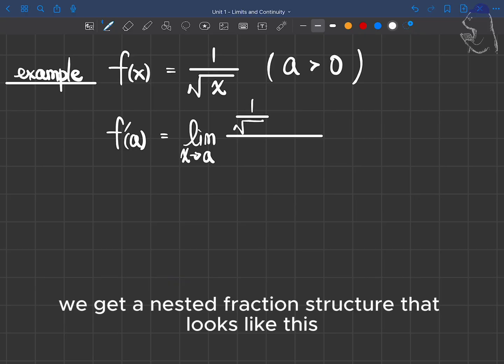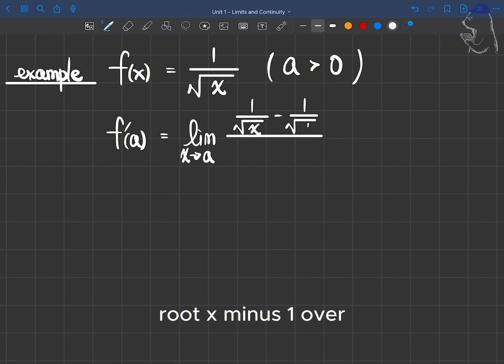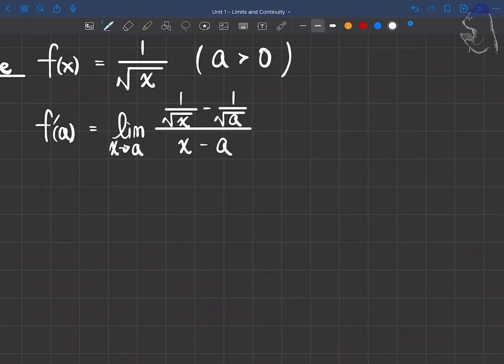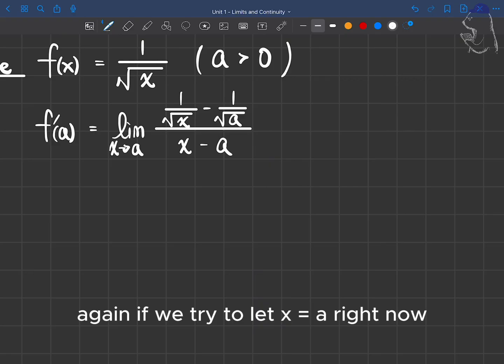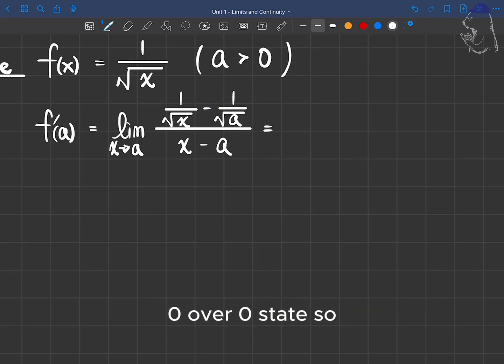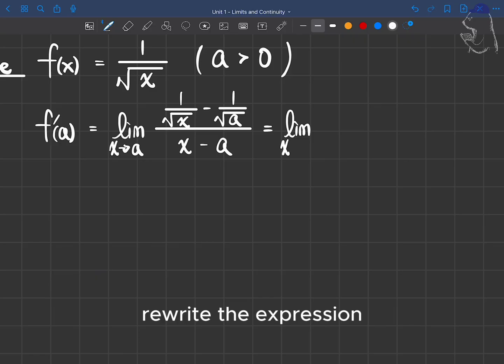looks like this. F prime of a equals the limit of 1 over root x minus 1 over root a divided by x minus a as x approaches a. Again, if we try to let x equals a right now, the entire expression collapses into an undefined 0 over 0 state. So we must find a way to algebraically rewrite the expression.